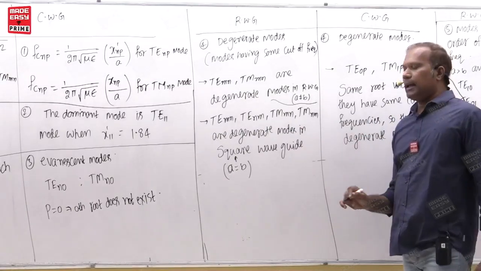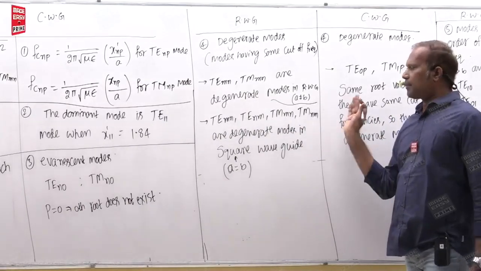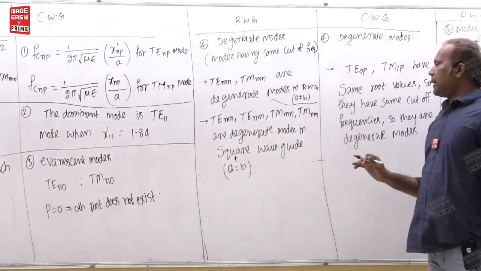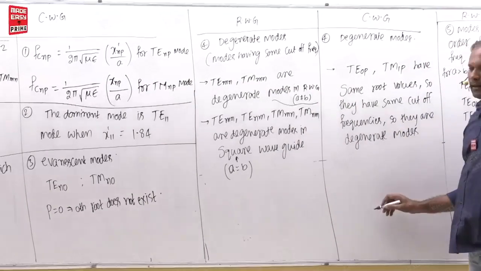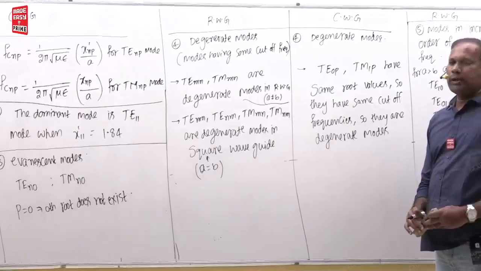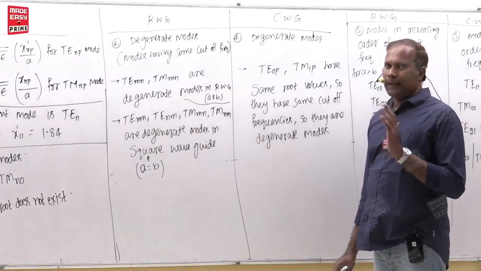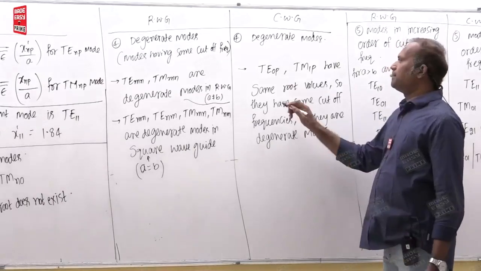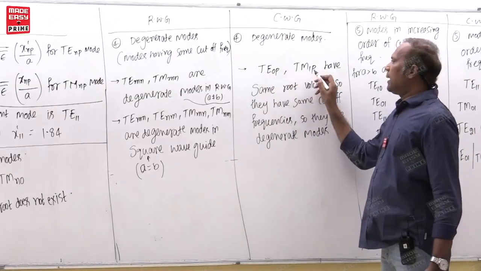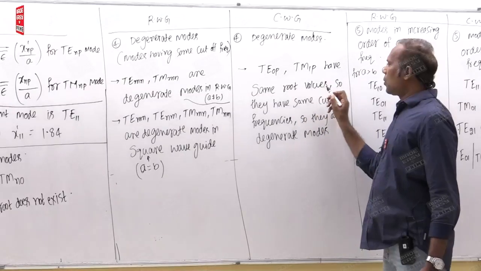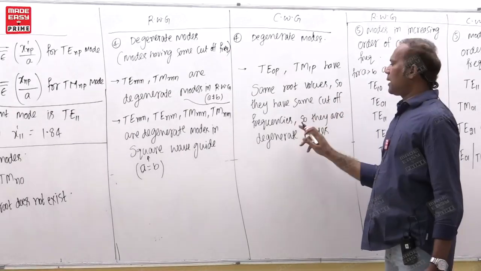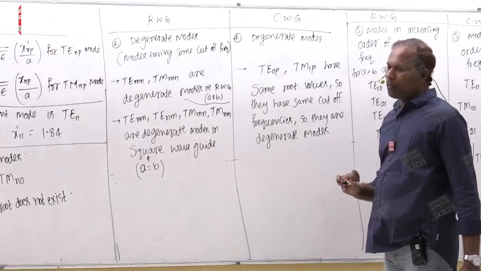I wrote it in the rectangular waveguide chapter, but for comparison purposes we are writing it. So already I have put 2 big circles in the roots table of TE modes and in the roots table of the TM modes. There you have seen TE0p and TM1p have the same root values, so they have the same cutoff frequencies, so they are degenerate modes.